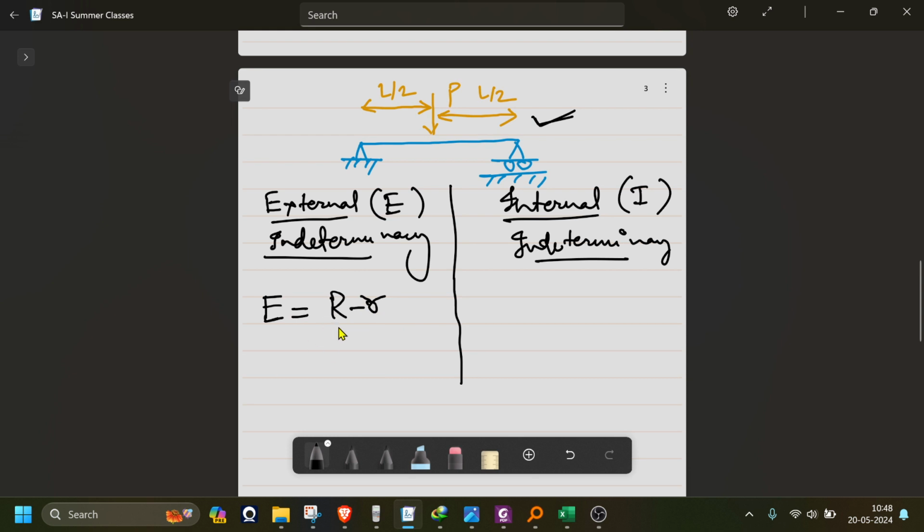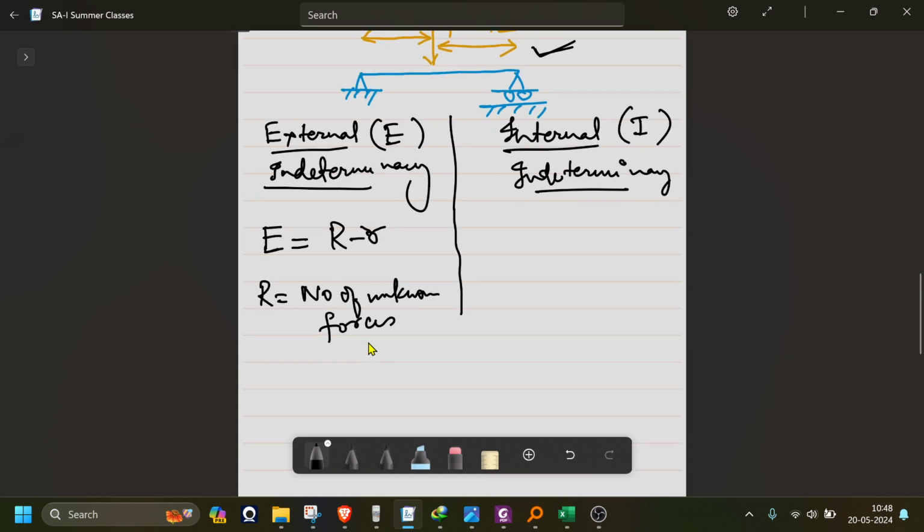So what is this capital R? Capital R is number of unknown forces, right? And what is small r? Small r is number of equilibrium equations, right? So how many equilibrium equations?